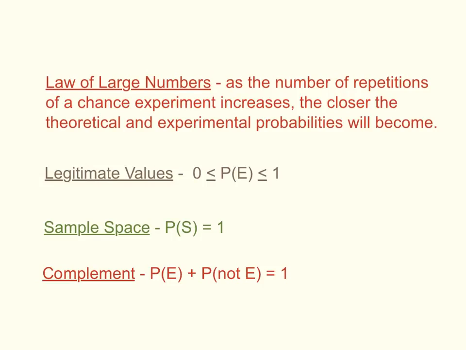Probabilities. All probabilities are between 0 and 1. The probability that the sun will not come up tomorrow is 0. The probability that the sun will come up tomorrow is 1. The probability of finding a number in the sample space is 1. It has all the numbers in the sample space, so the probability of finding one of those numbers is, well, 1. It's going to happen. And the probability of an event occurring and the probability of the event not occurring, the complement, if you add those two probabilities together, you should get 1.